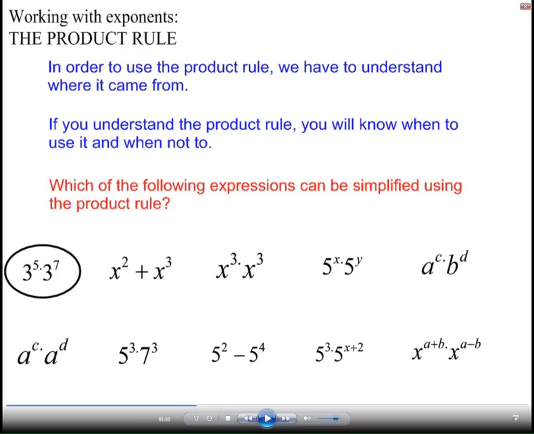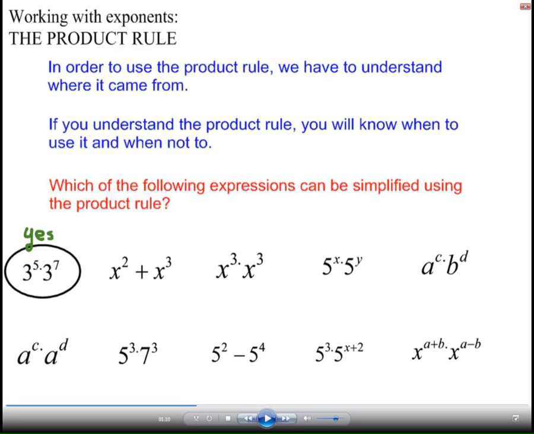So we would look at this first, this whole series of different algebraic expressions and numerical expressions and ask, could I use the product rule to simplify this? This is 3 multiplied by itself 5 times, and then the 3 multiplied by itself 7 times. So is it a candidate for the product rule?